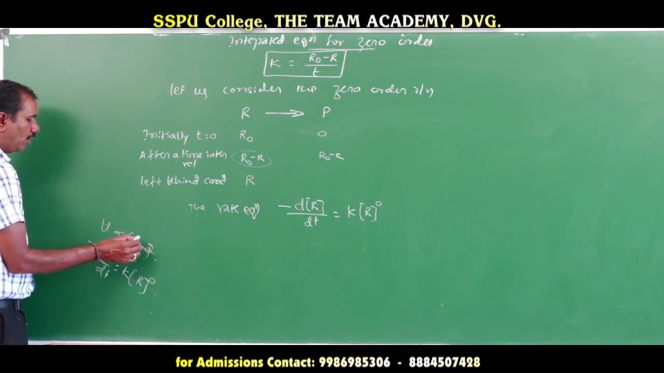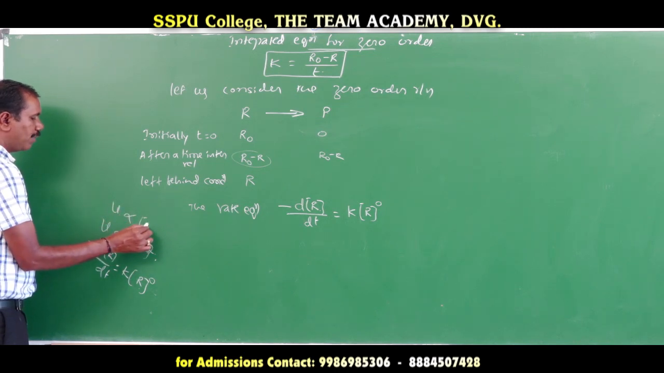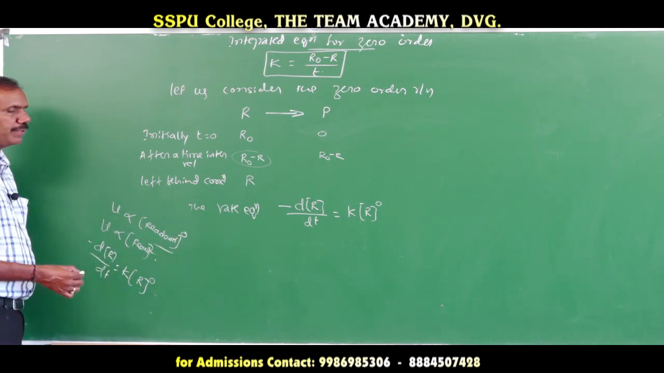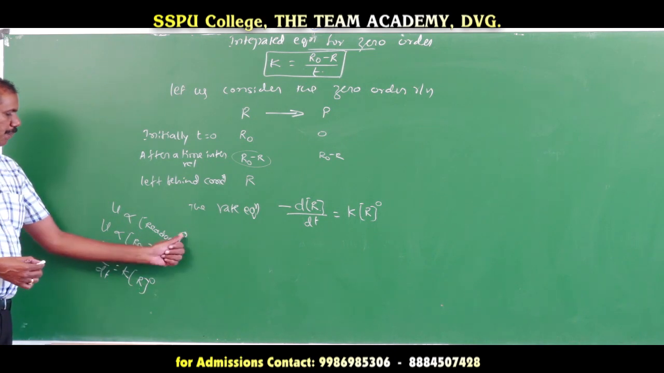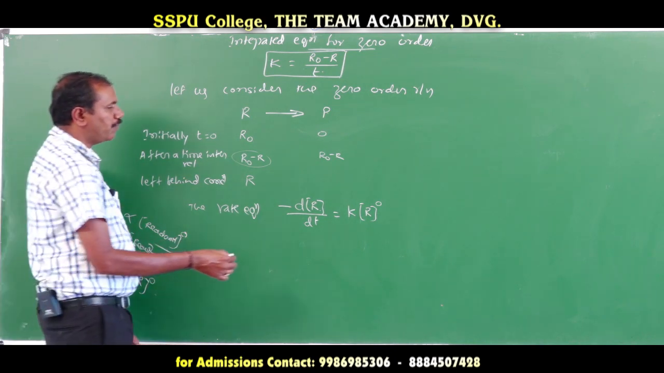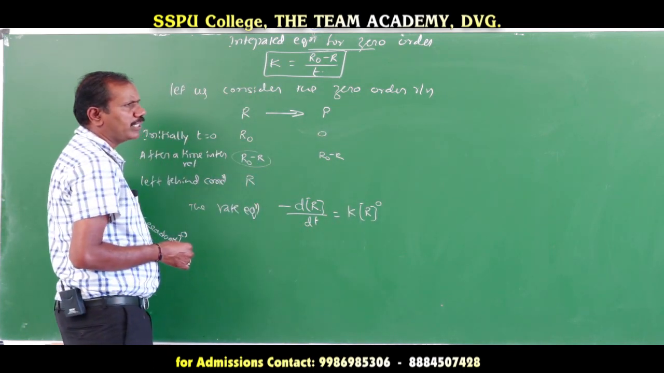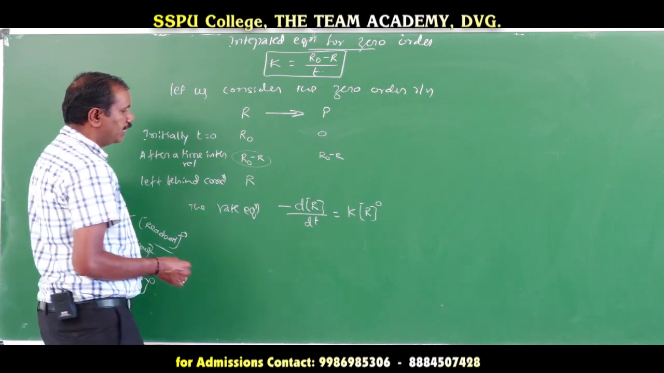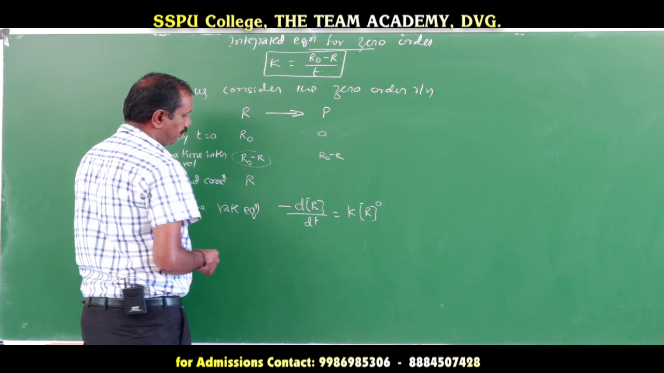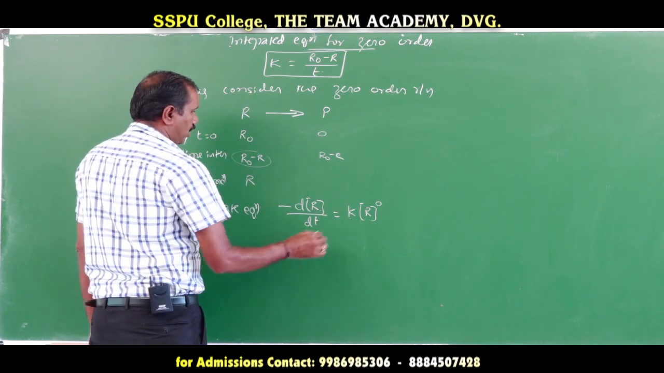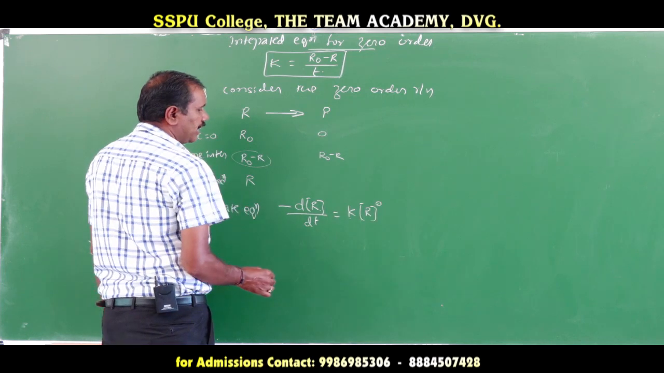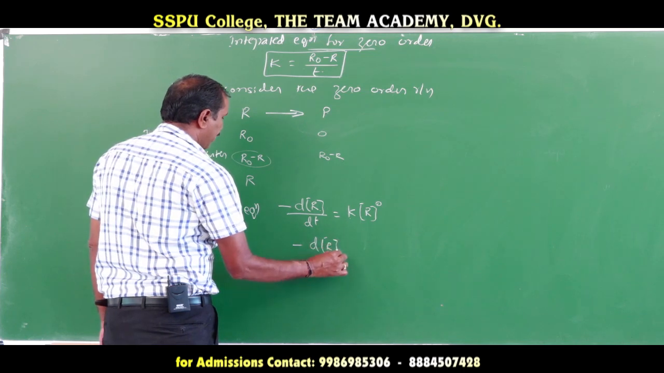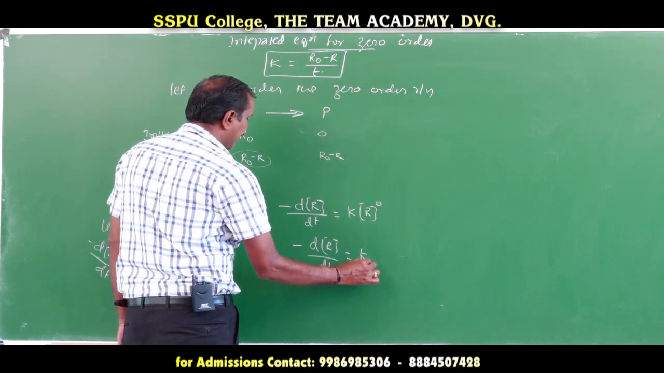Where R is reactant, to the power 0. So why the power 0? For zero order reaction, the sum of powers of molar concentration of reactant in the experimentally determined rate equation is 0. The power should be 0. Therefore, R to the power 0. Now, dR by dt equals k into R to the power 0. R to the power 0 is unity. Then this equation we may write as minus dR by dt equals k.